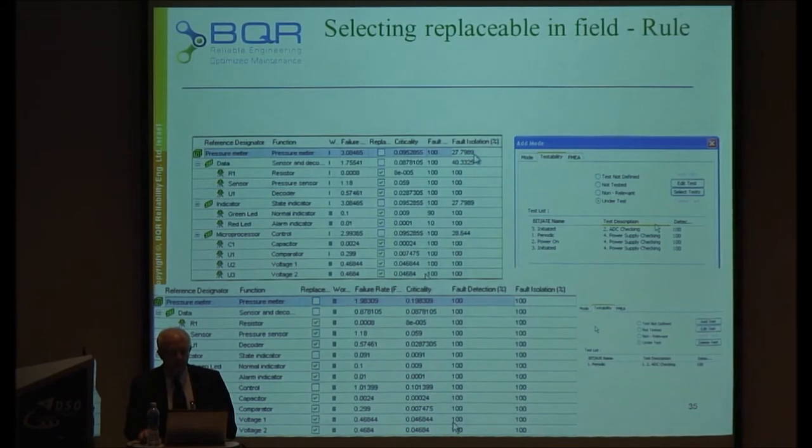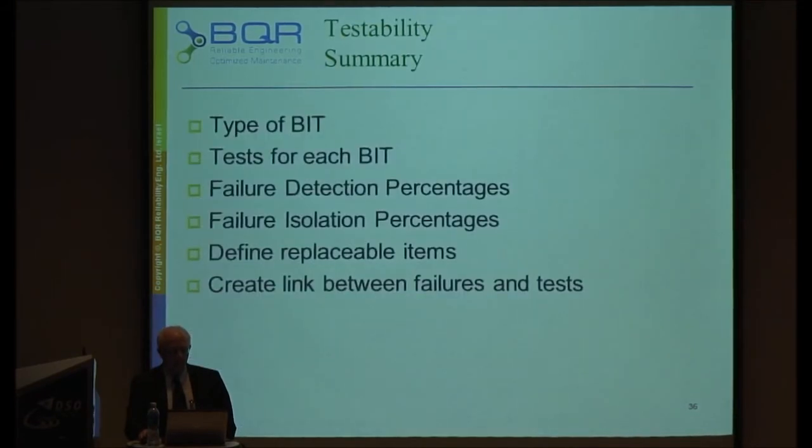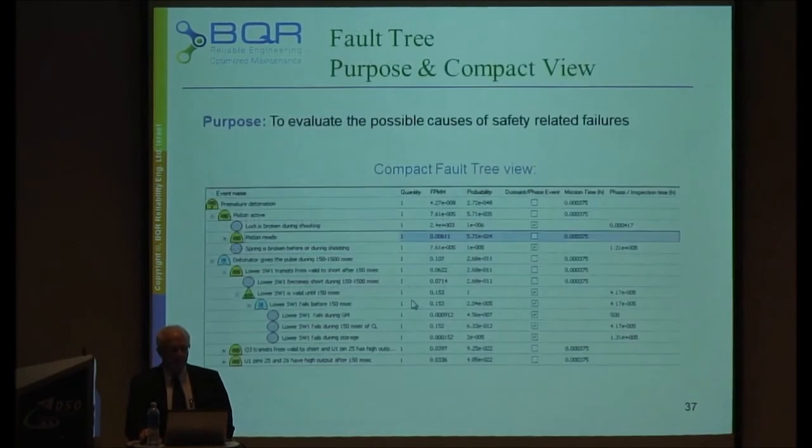It's about 97%. Okay, what is the summary? We need to define the type of the bit, the test of each bit, the failure detection percentages, and failure isolation percentages. Those two we get as a result of the calculation. Define the replaceable units in the field, and create a link between failures and tests. This gives us the results.